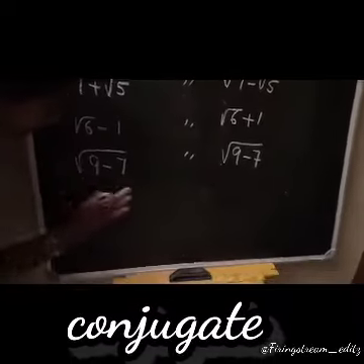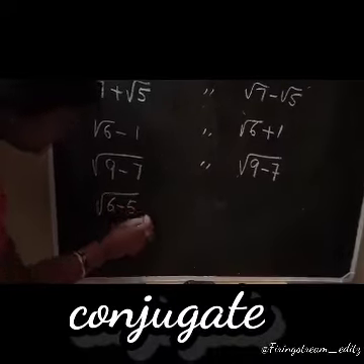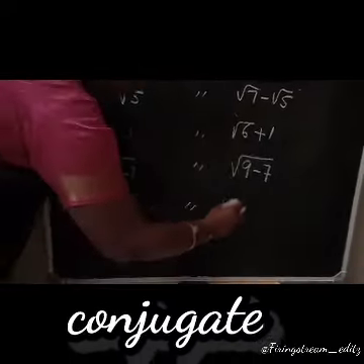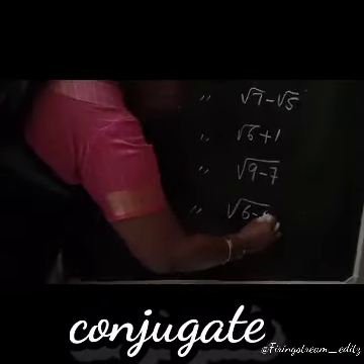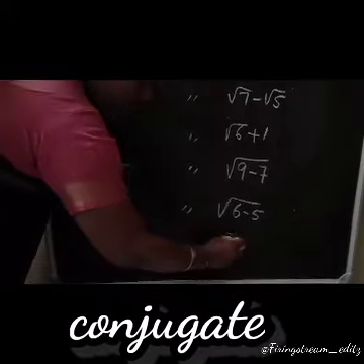The next example, square root of 6 minus 5. What is the conjugate of this? Square root of 6 minus 5 only. Because square root of 6 minus 5, the value is square root of 1.